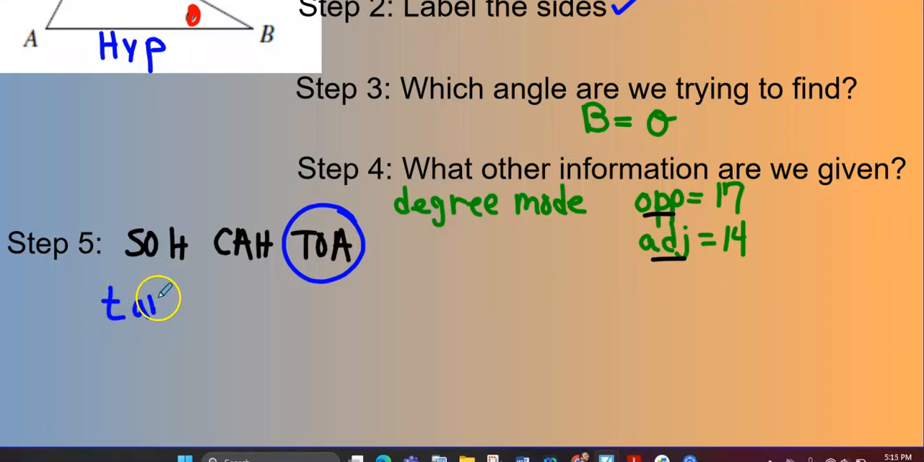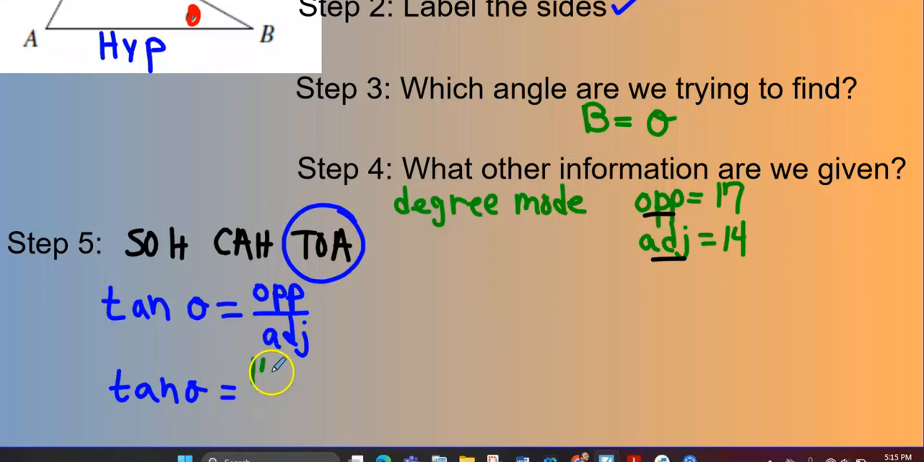So we're going to do tan theta. Sorry, I said tangent, not tan. Tangent theta equals opposite over adjacent. All right, so we wrote that down. So now we're going to fill the values in and try to solve it out for step 5. We don't know what theta is, so that stays theta. Tangent theta equals our opposite side, 17, over our adjacent side, 14. And we have to solve this bad boy out.